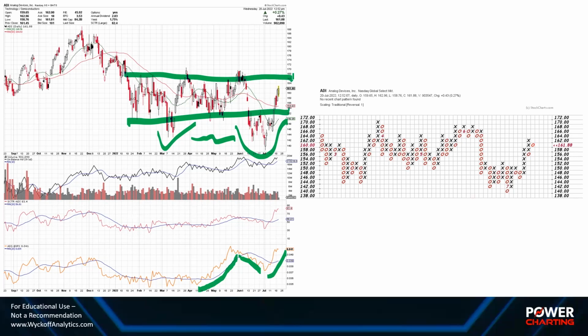So I see that and I go, oh, this is so interesting. And then I go in and I see a count. Now I'm trading this stock at this time as a swing trading stock.